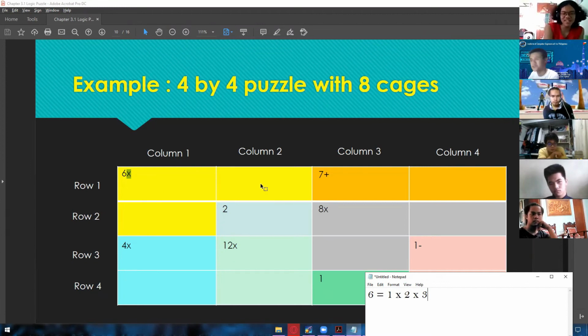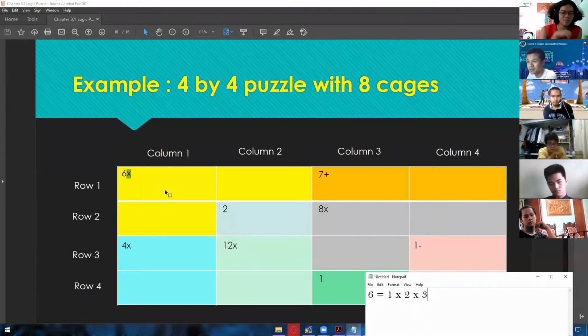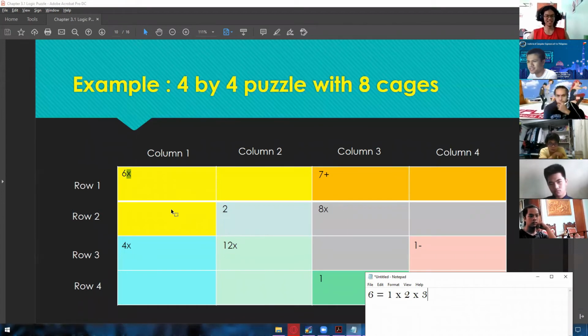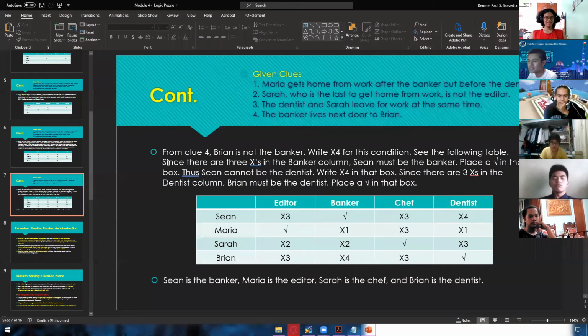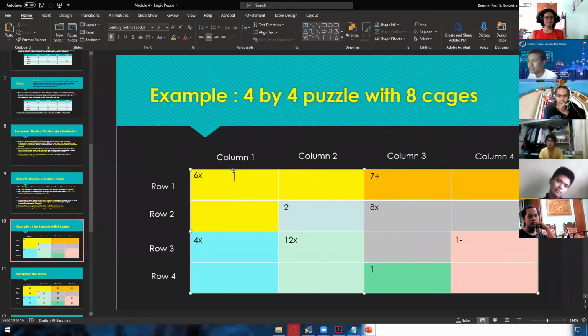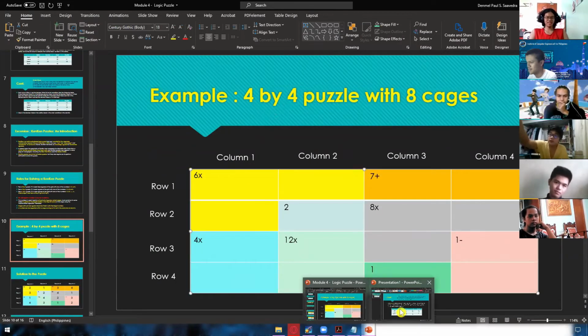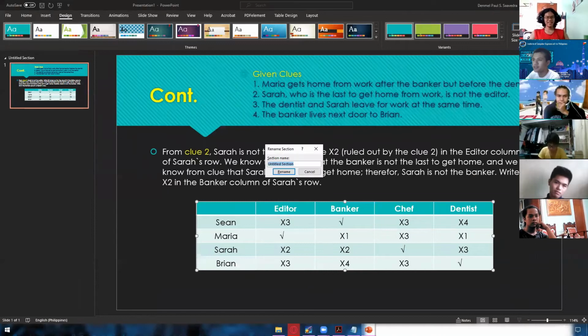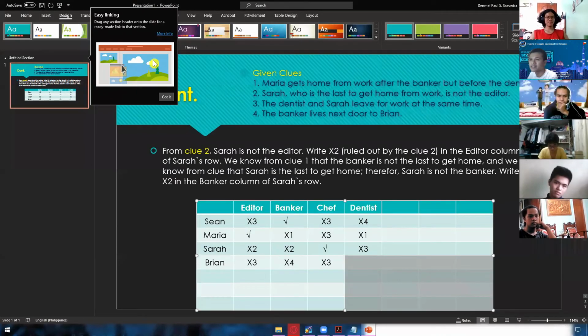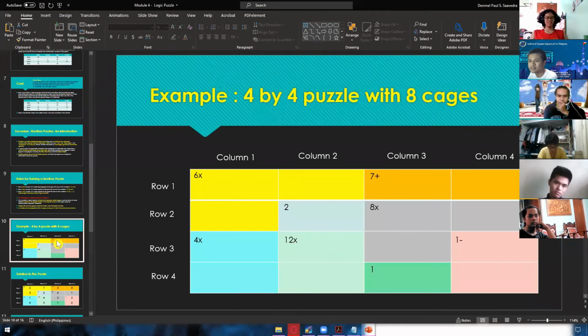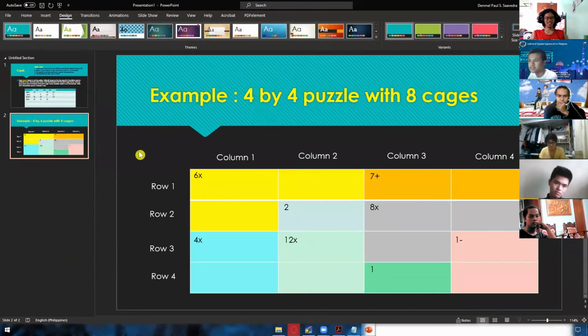There's still a lot of things to work on here, since we don't know the correct arrangement. But for now, let's just say that we have 1, 2, and then 3 right here. With that, I guess we'll be needing this one. Let's just compare our answer later on. Let's see, 1, 2, and then 3.